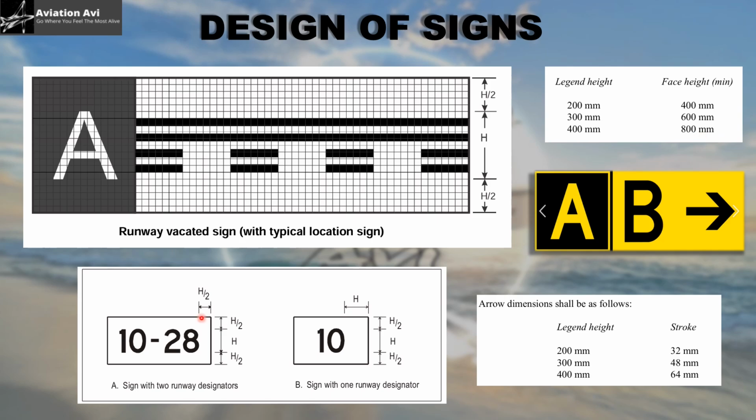Similarly, the space you give towards the left and right near the border is again half the height, that is 200 millimeter in this case. Further, arrow dimensions shall be, in this case, since we are talking about an information sign, since the legend height is 300 millimeters, the stroke width will be 48 millimeters.